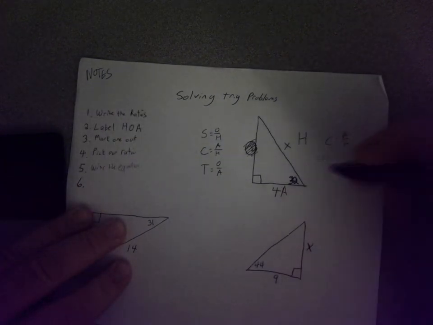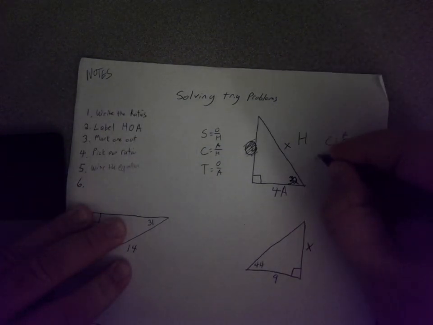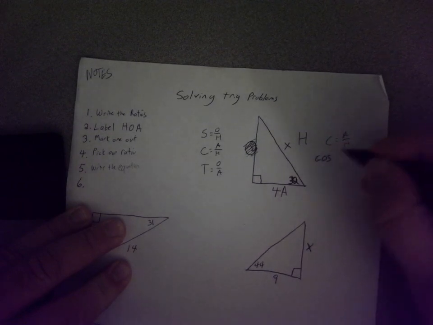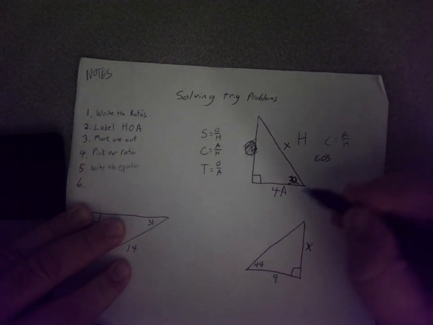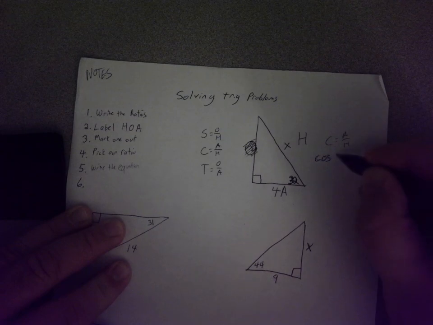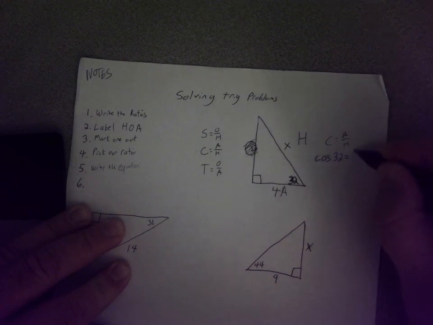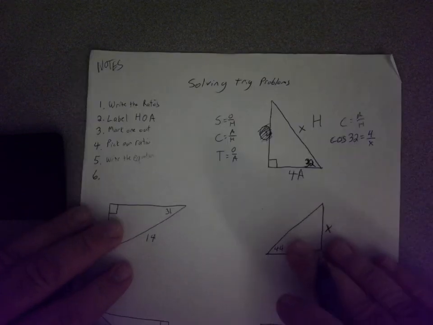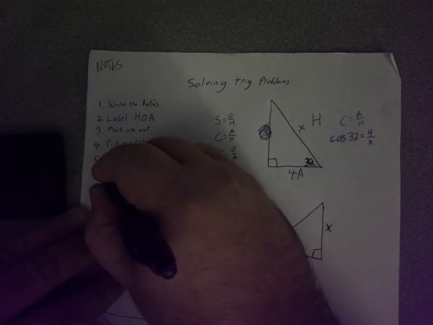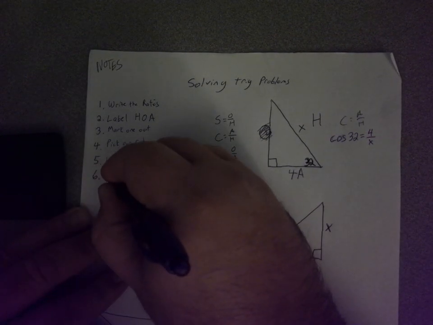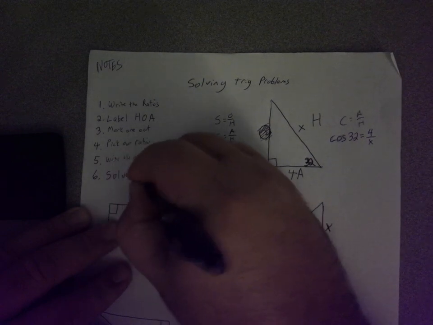All right, so cosine. Let's see if this writes. Yeah, cosine. The next thing you always write is the angle. In this case, it's 32. That's going to equal A over H. Well, A is 4 and H is X. And the last step to solving every equation is to solve the equation.